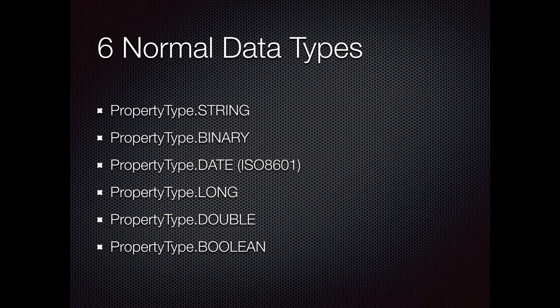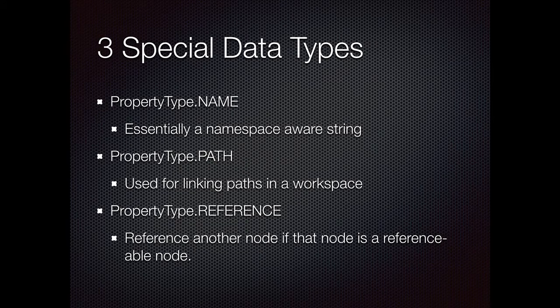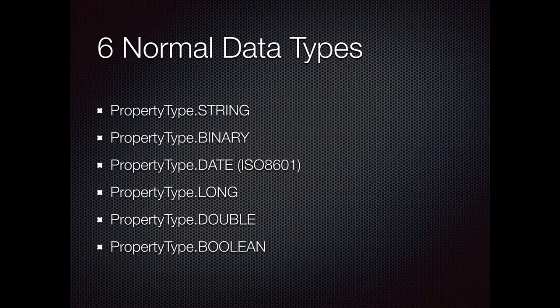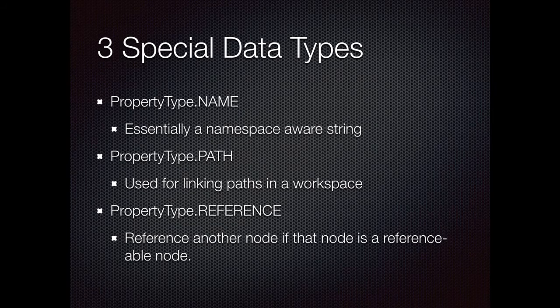There are 6 normal data types. Yes, there are data types for properties. I know the dialog XML makes it look like everything's a string. That's not true. If you deal with the API, there are 6: string, binary, date, which is ISO 8601, just like JSON, long, double, and Boolean. Yeah, by the way, notice no int. Right, long int is the standard. That kind of reminds you of JSON in a weird way, doesn't it?